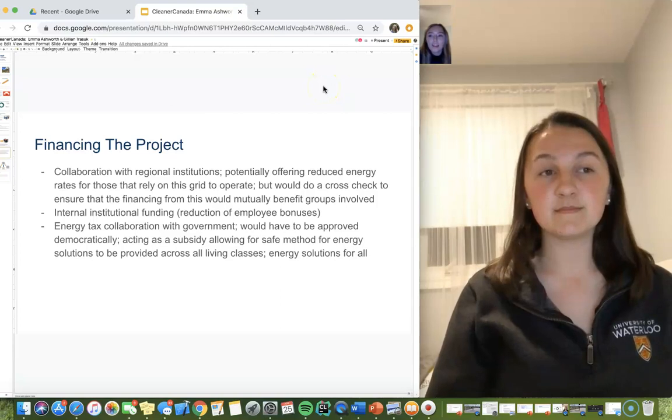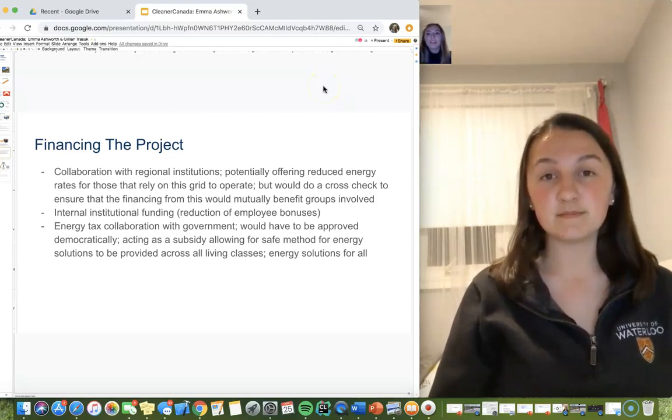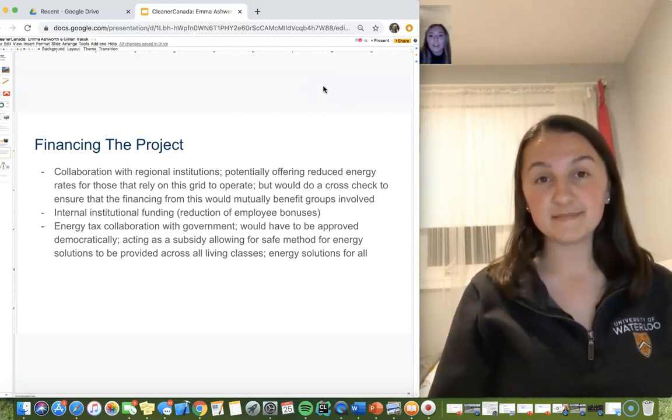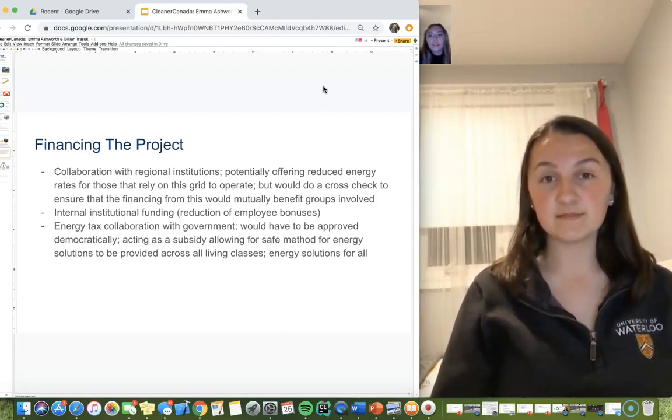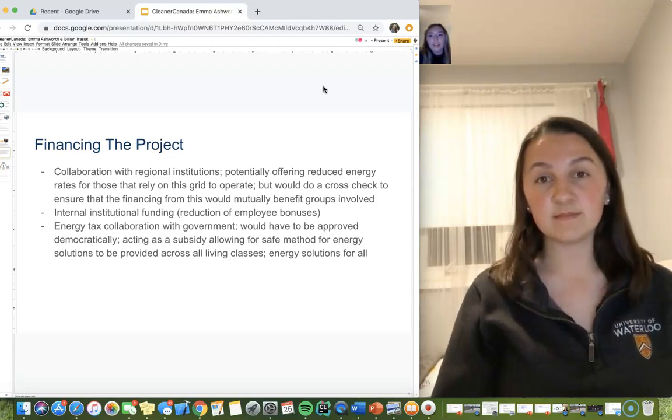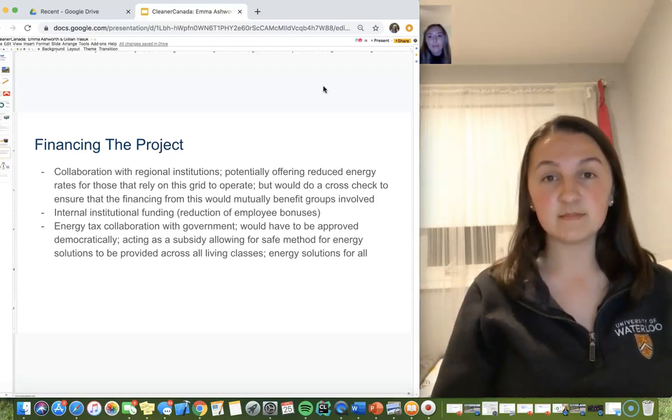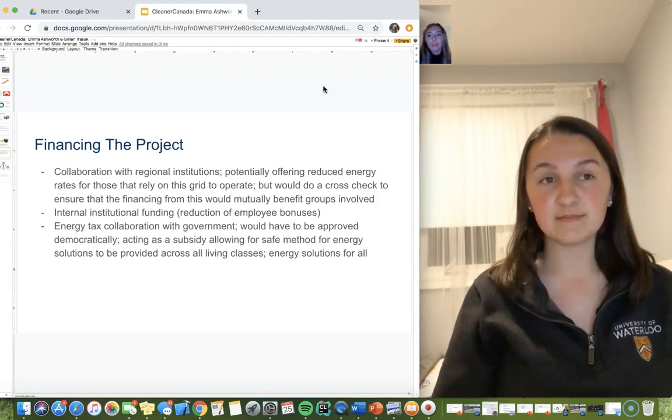And finally, in terms of logistics, financing the project is one of the concerns. So collaboration with regional institutions will occur, potentially offering reduced energy rates for those that rely on the grid to operate. But in order to do this, it would be ideal to do a cross-check to ensure that everyone involved will be mutually benefited financially. Another solution could be internal institutional funding, such as reduction of employee bonuses, for example.